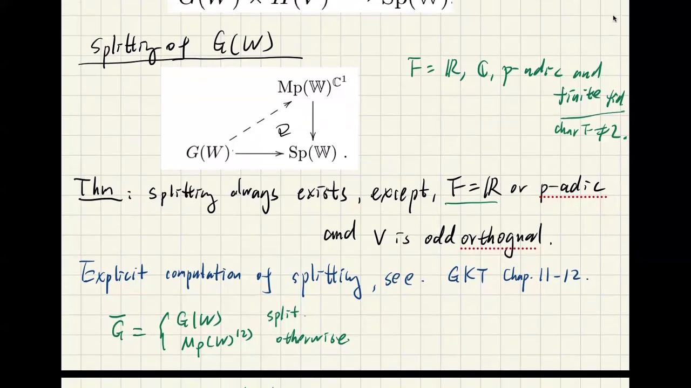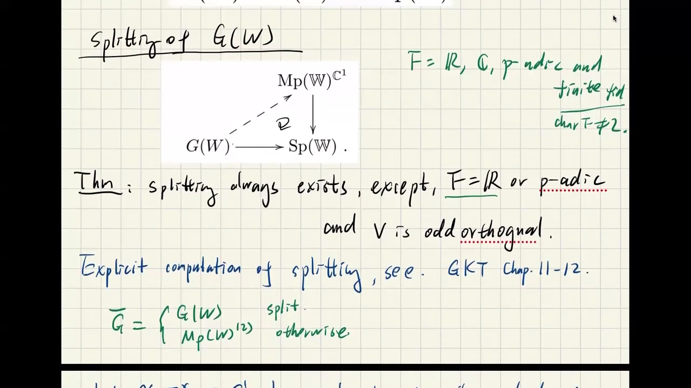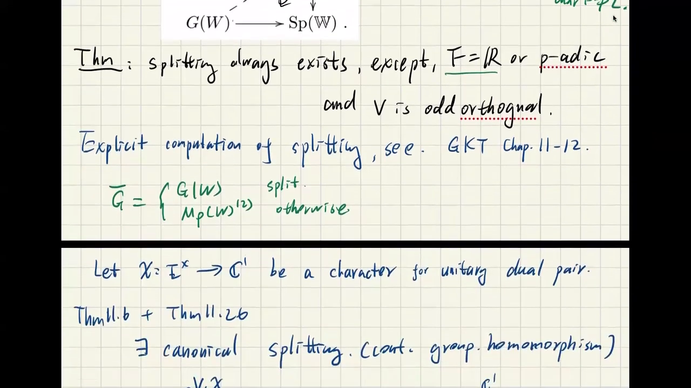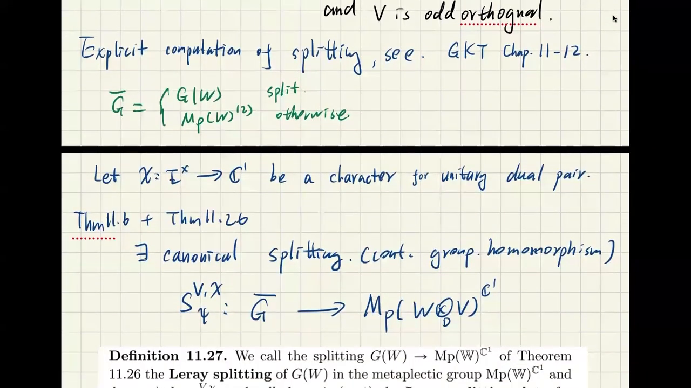Okay, so there are a lot of computations about the explicit splittings in GKT's book, chapters 11 to 12, but in practice, it's fair to think about a group called G bar. In general, if the splitting exists, it's just G(W), an algebraic group, or it is a metaplectic cover if the splitting does not exist. Okay, so all the splittings are classified in this way.